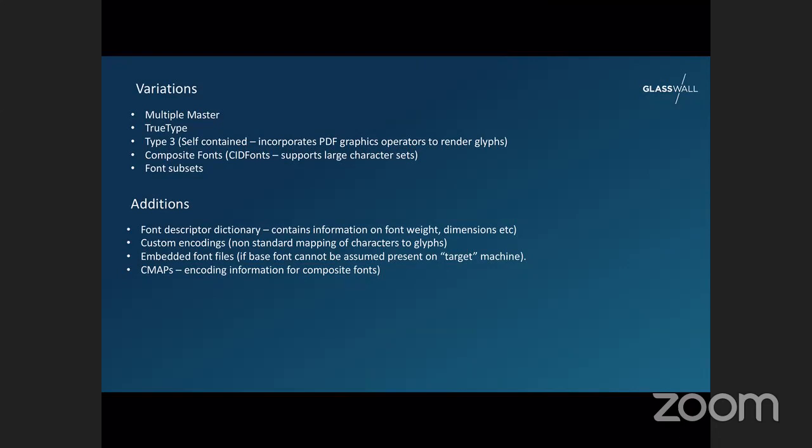Extra things you can have on top of that: font descriptor dictionaries, which have information on font weight, dimensions, things like that. We can specify custom encodings, which vary from the standard ANSI-type ones. We can supply embedded font files, which are the ones that we are probably most concerned and worried about. And we have things called CMaps, which are extended encoding information which goes in with composite fonts for supporting large character sets.